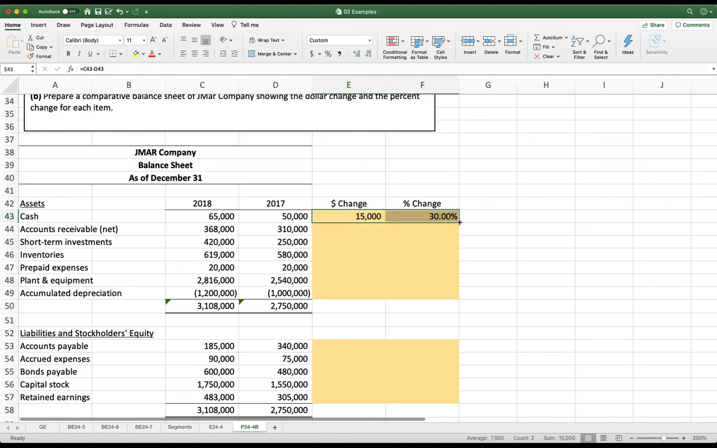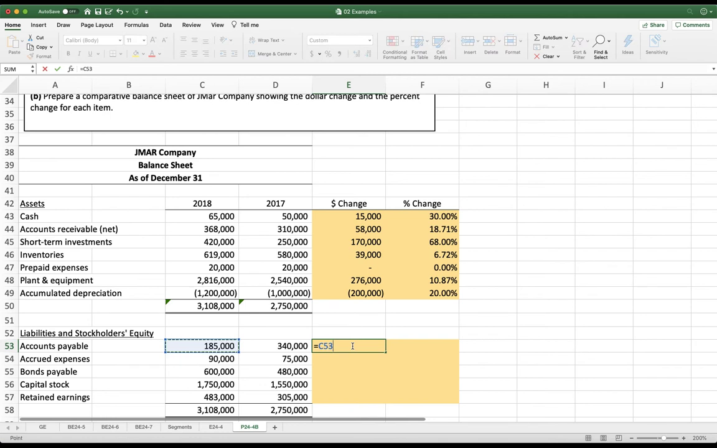We're going to take these, autofill them down, and it's going to calculate the rest of the accounts for us. Going to do it again on the other side. So again, we're going to take 2018, the more recent year, and subtract out 2017, the prior year. So in this case, the balance decreased year over year, so we get a negative number. Then we're going to take that dollar change and divide by last year's balance. So we see a decrease of 45%. And again, we're going to autofill.